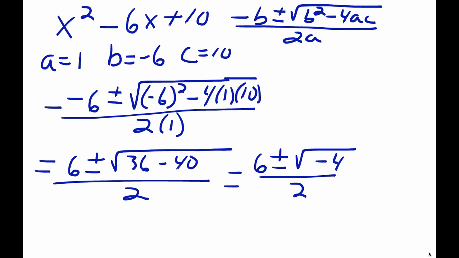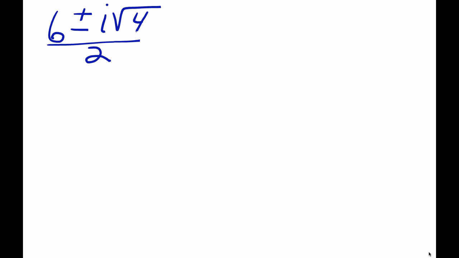So if you remember back in, I think it was chapter 5 maybe, 5 or 6, that I would have then 6 plus or minus, pull out the negative, which means it's an imaginary, square root of 4 all over 2. I'm going to finish up on the next slide because I don't have enough room here.